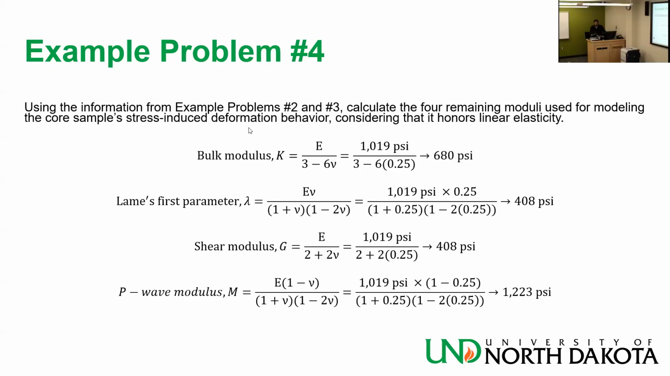This is the bulk modulus, which is the inverse of compressibility, actually, 680 psi. Lame's first parameter, lambda, 408 psi. Shear modulus, G, also 408 psi. P-wave modulus, or Lame's second parameter, as it's often called, 1223. So once I have those 2 values, everything else is plugged in the calculation. Becomes very, very simple, very, very easy. And then I have all 6.